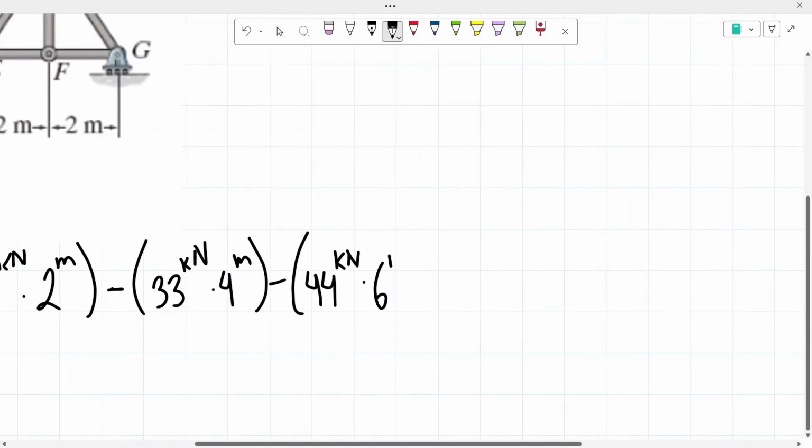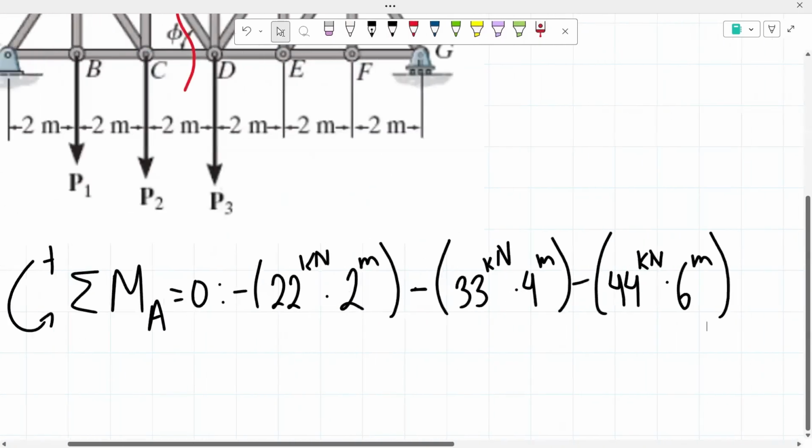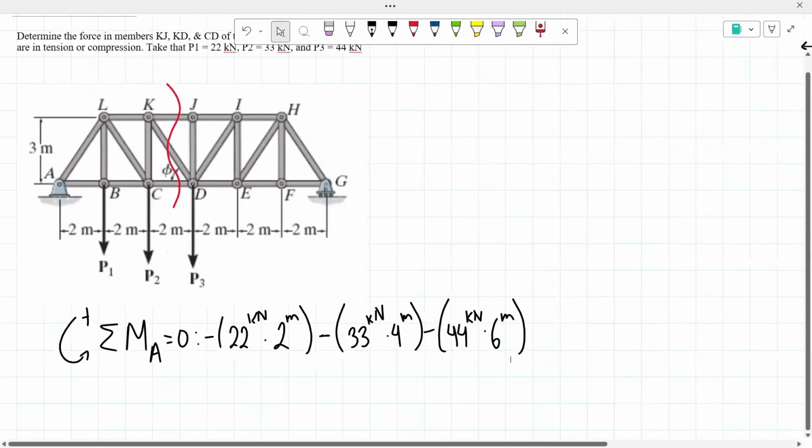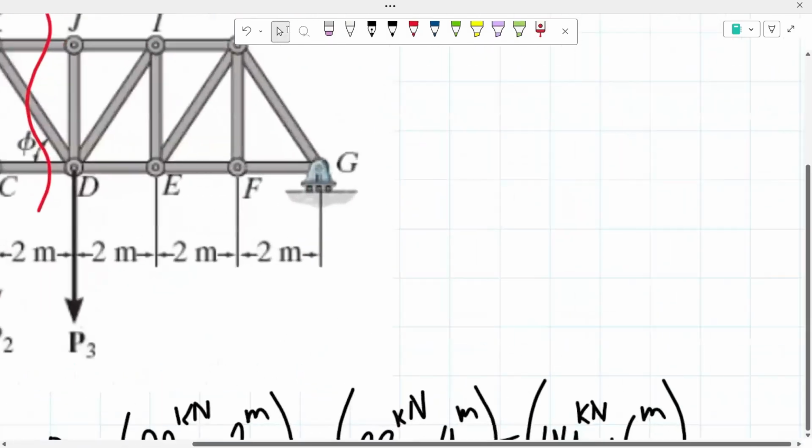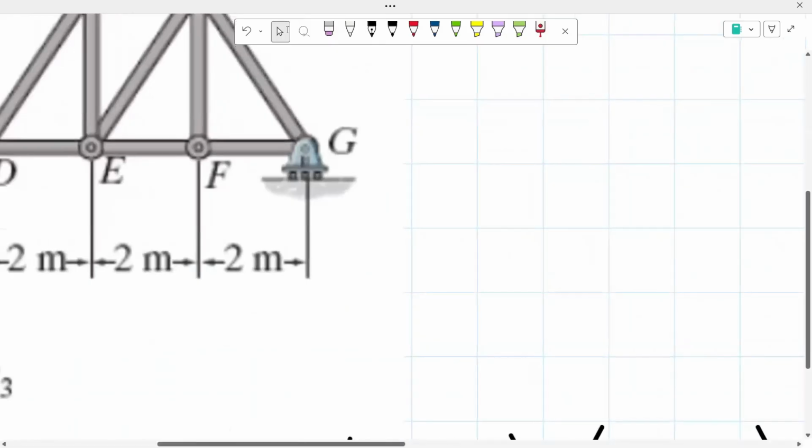So times 6 meters. And then from there, our last force that's going to be creating a moment is our reaction at G, G_y. Since it is a roller, it's going to be a vertical reaction. I'm going to assume that it is going upwards.